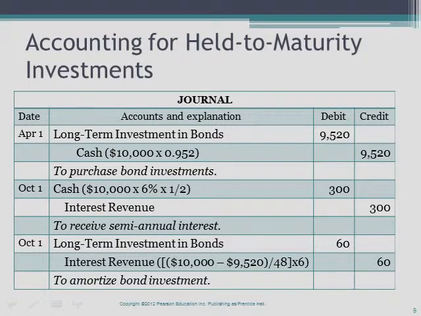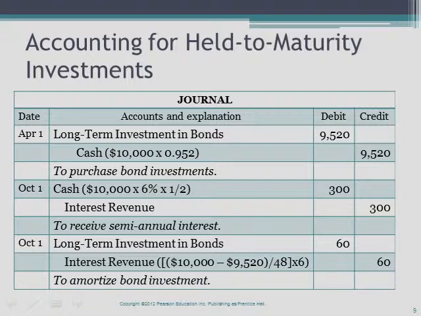So suppose a company purchases $10,000 of 6% bonds at a price of 95.2 on April 1, 2012. The investor intends to hold the bond as a long-term investment until their maturity. Interest dates are April 1 and October 1. Because these bonds mature on April 1, 2016, they will be outstanding for 4 years or 48 months.